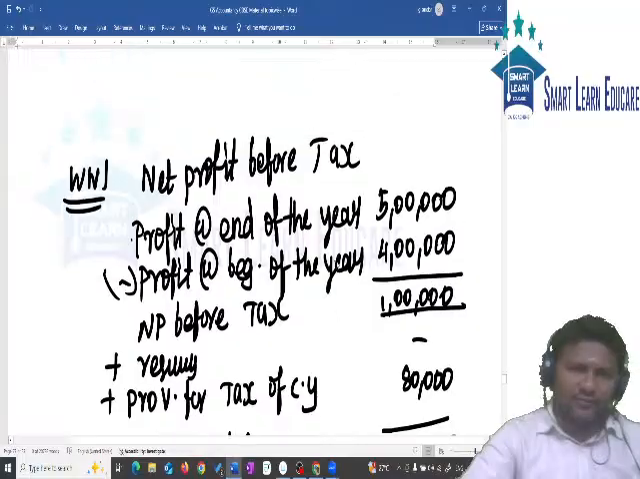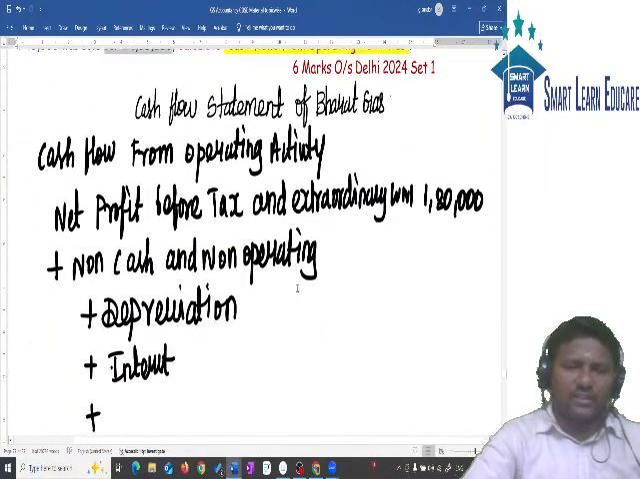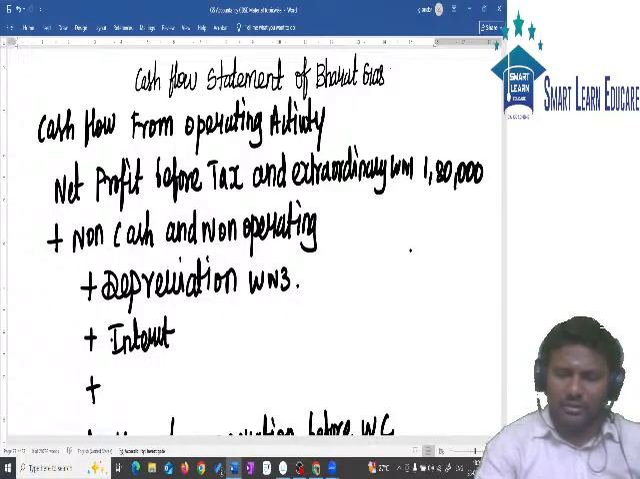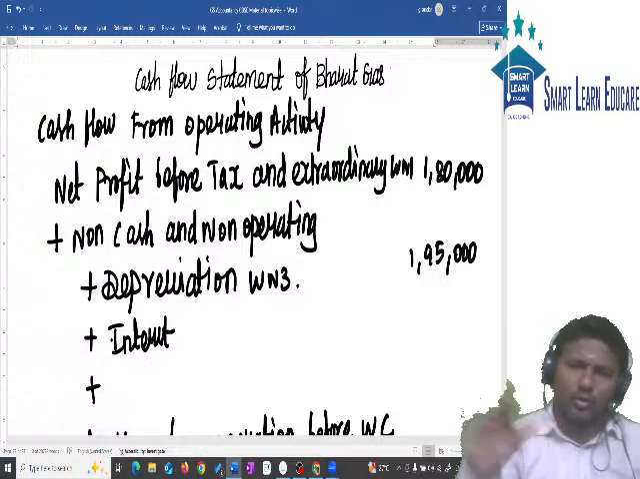This depreciation of the current year will come in cash flow from operations. Here it is depreciation. It is working note number 3. What is the amount of depreciation we found? 1,95,000, correct? This is the depreciation for the current year. So working note 2 is solved.